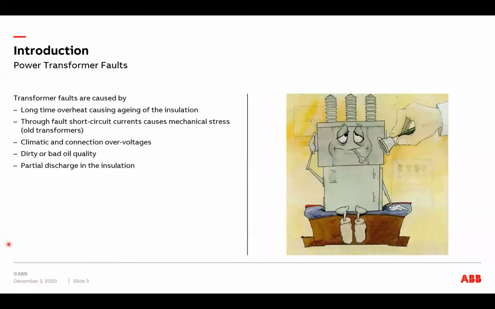So let's start by looking at what is causing faults in a power transformer. During overheating of the power transformer, the aging of the insulation materials for windings will speed up, which will decrease the insulation level. So in practice, this would mean that over time, there will be a higher risk of short circuits between the winding turns, for example.